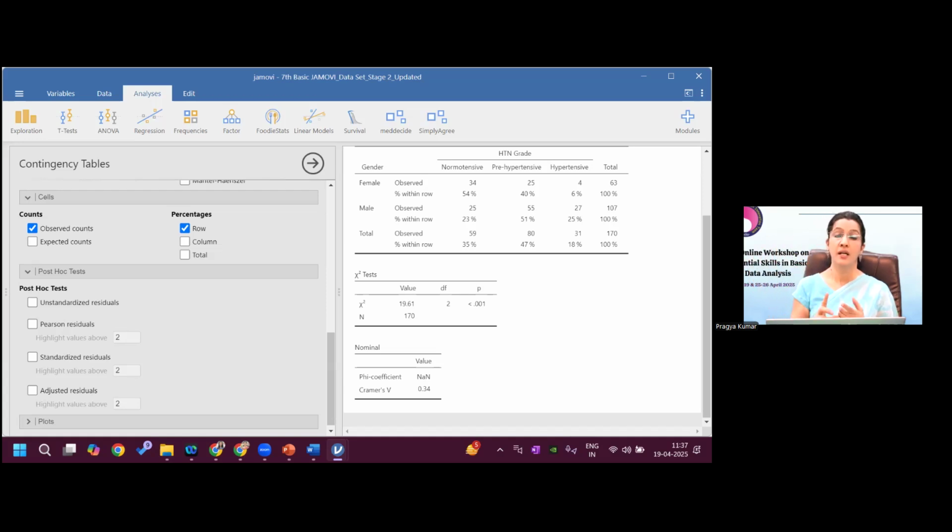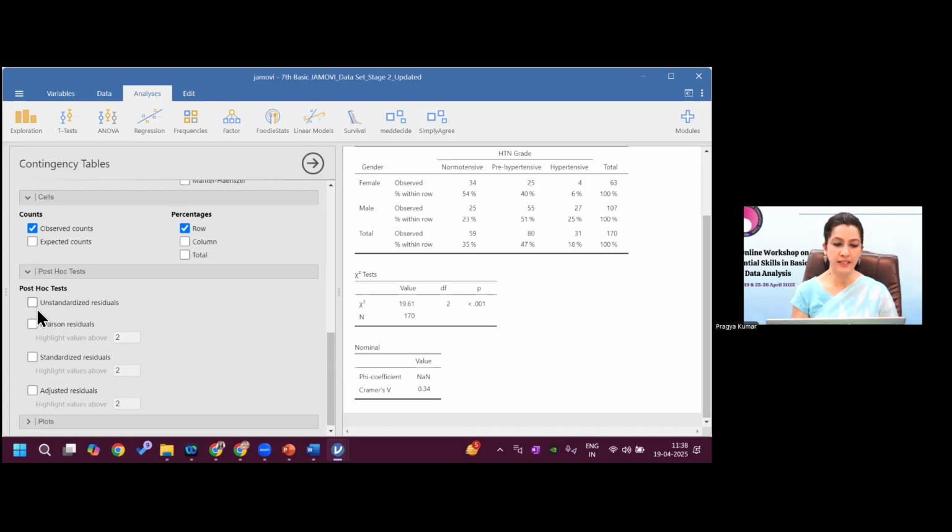Okay. Now, I want to know which of these cells are responsible for giving this significant chi-square value. This we can understand by post hoc test. Means after we get a significant result, now I have to comment which cell is having the largest difference, because of which my overall chi-square is significant and my effect size is good. For that, I go for this post hoc test.